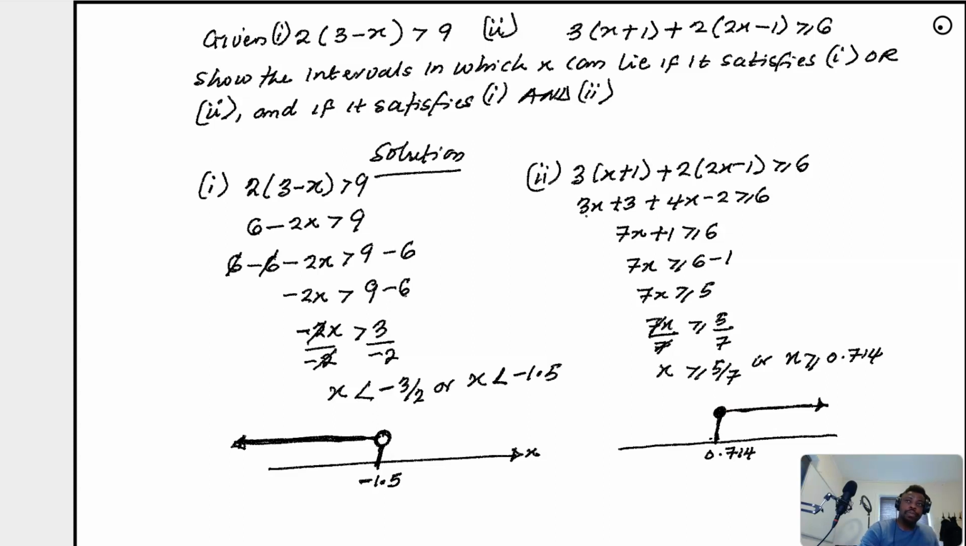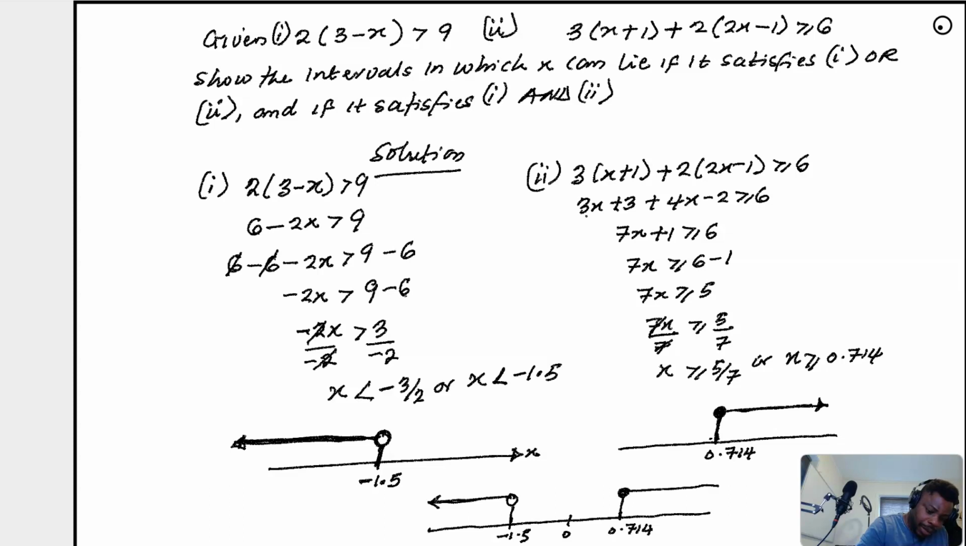Now, if I were to put this together on the same number line, I want to put this together on the same number line. Okay, this is 0. This is -1.5. And this is 0.714. Okay, we already know that this one is less. It goes to the left. Okay, and this one is shaded. It goes to the right.